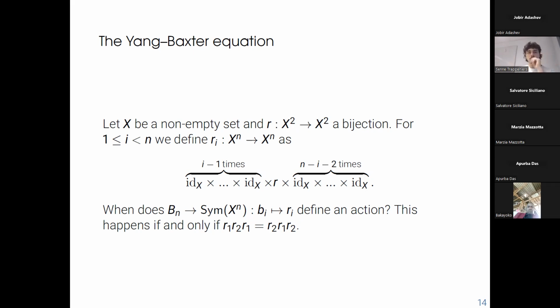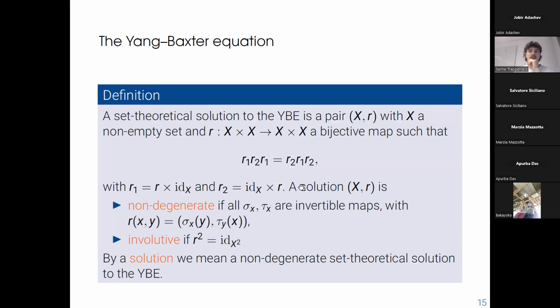Okay, and it happens that this is precisely the definition of a set-theoretic solution to the Yang-Baxter equation. So we have a pair (X, R), X a non-empty set, R going from X squared to itself, a bijective map such that this condition right here is satisfied. Then there are two important classes of solutions. There are the non-degenerate ones.